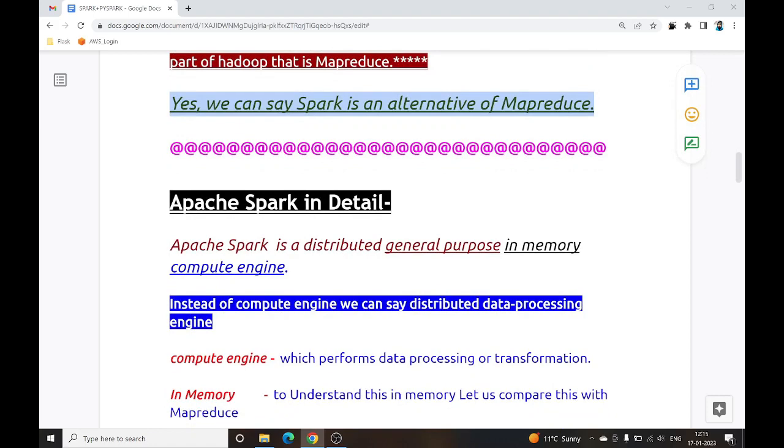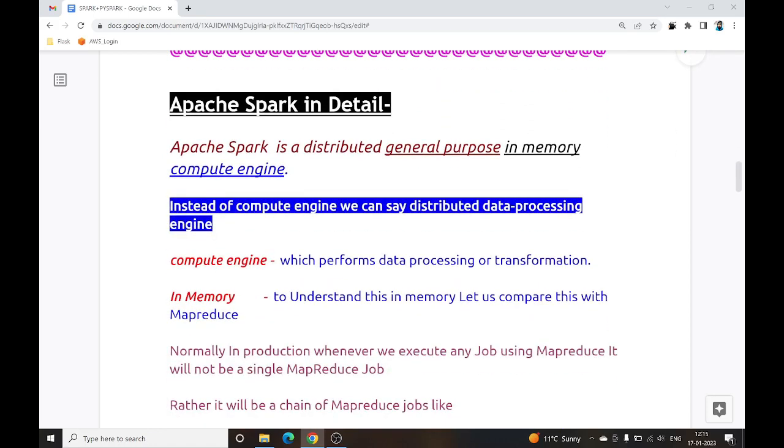Okay. Now let's deep dive into the definition of Apache Spark. Apache Spark is a distributed general purpose in-memory compute engine. Instead of compute engine, we can say distributed data processing engine. If we have a file, we can make blocks of that file and pass those blocks to multiple nodes or machines, and those multiple nodes or machines will do data processing in parallel fashion. That is what we call distributed data processing.